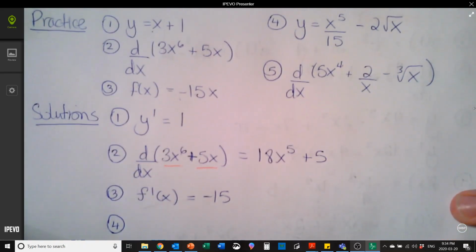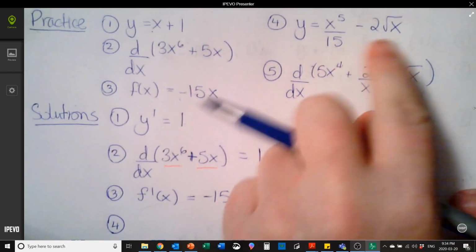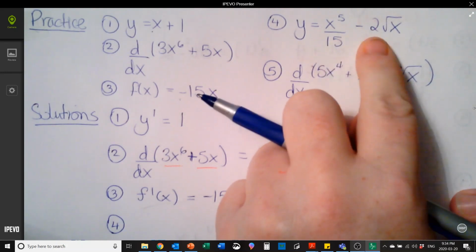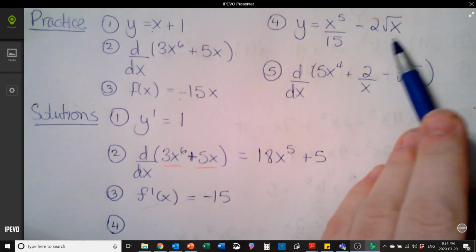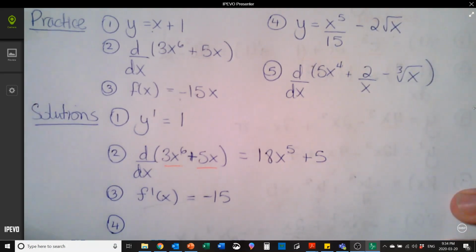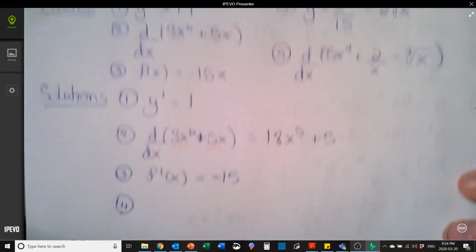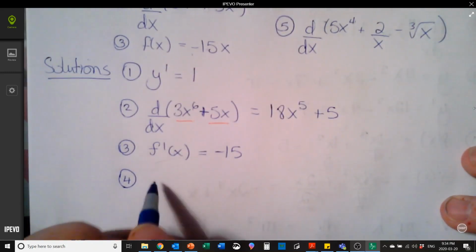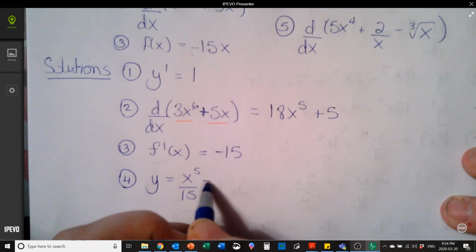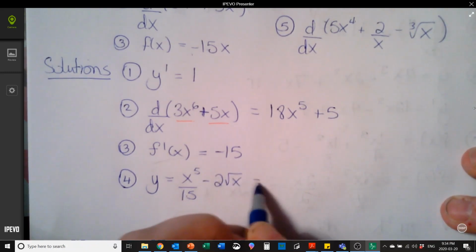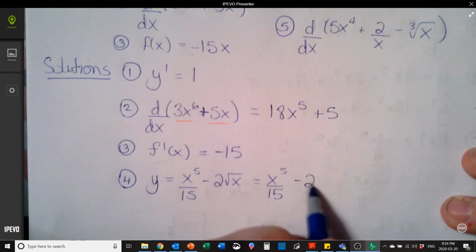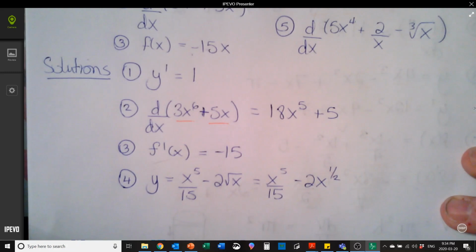So, I've got the derivative of 2 terms being separated by a subtraction. I'll do the derivative of each term. Just make note that there is a square root of x, so I'm going to turn that to x to the half. Actually, how about we just write it down here? So y equals x^5 over 15 minus 2 root x. That's the same as x^5 over 15 minus 2x to the half.